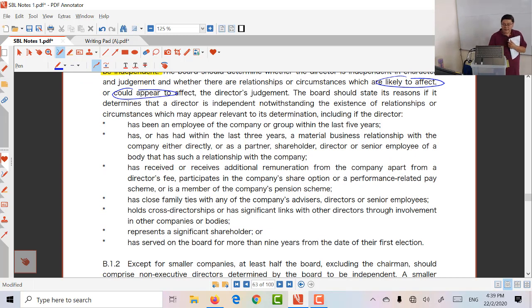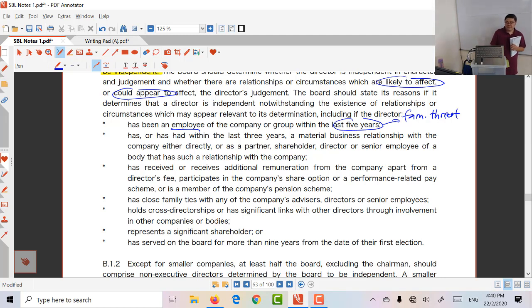The example they give is if that person has been an employee within the last 5 years. So what is the problem when you have been an ex-employee of the company? What threat will you have as a director? You can have familiarity threat. Besides familiarity threat, you may have self-review threat as well, because you may actually get involved with things that you've done.